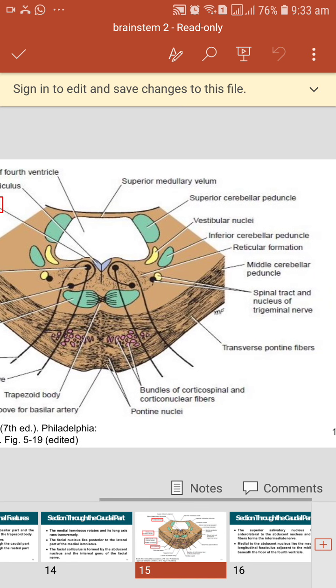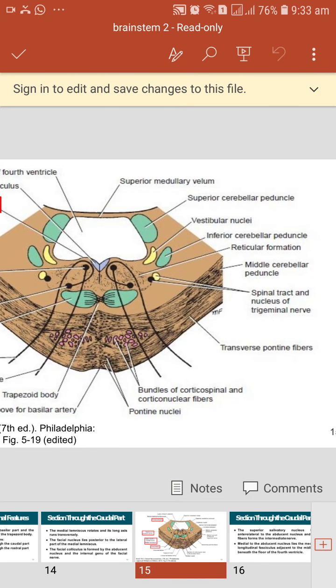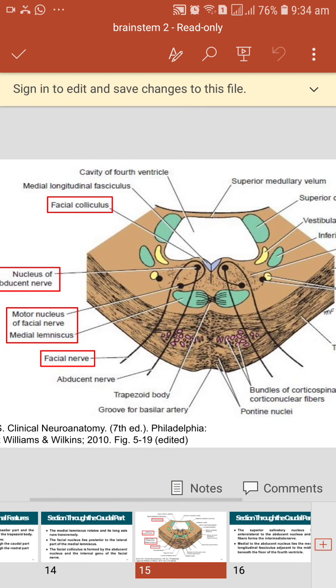If we come to the lateral side, you can appreciate the spinal tract and the nucleus of the trigeminal nerve. Then you can appreciate the vestibular nuclei and the cochlear nuclei, so this will cover the 8th nerve. Then medially, you will see the motor nucleus of the facial nerve and the nucleus of the abducent nerve.